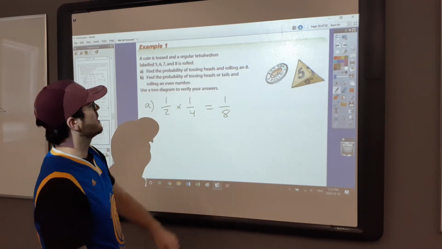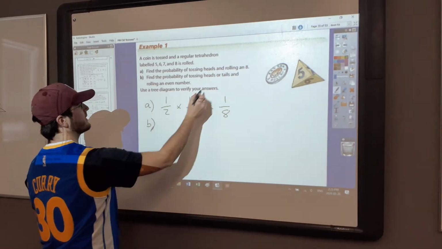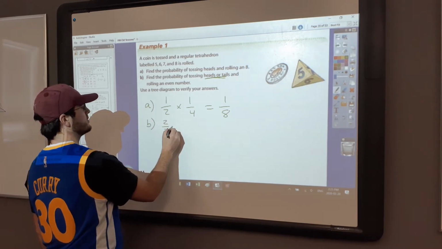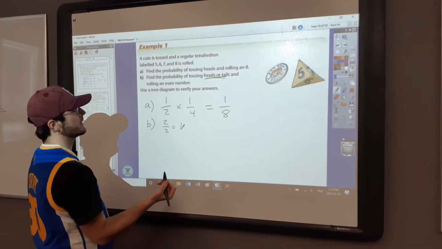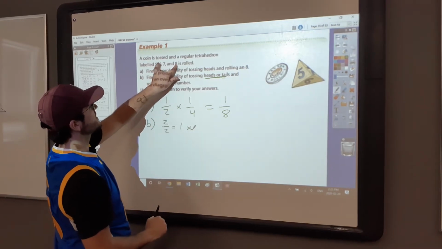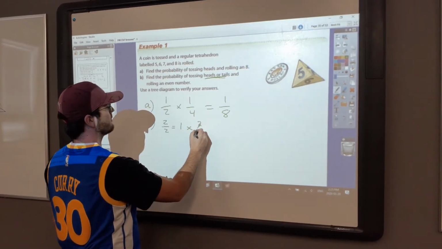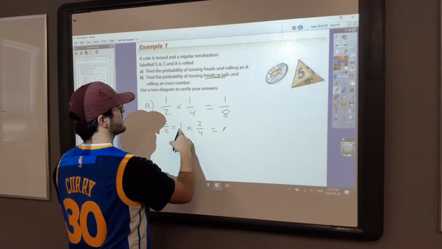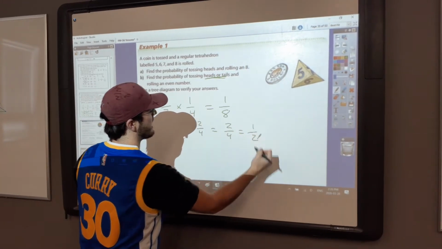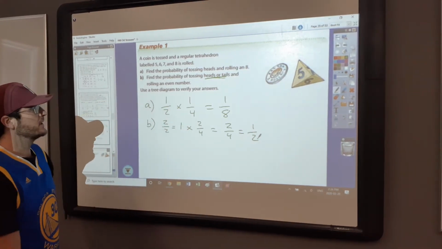Find the probability of tossing heads or tails. So heads or tails, it's technically 2 out of 2, or just 1. Then we multiply that by rolling an even number. Well, 6 and 8 are even, so 2 out of 4 are even. So this is just 1 times 2 over 4, which is just 2 over 4, or 1/2 of the possibilities.